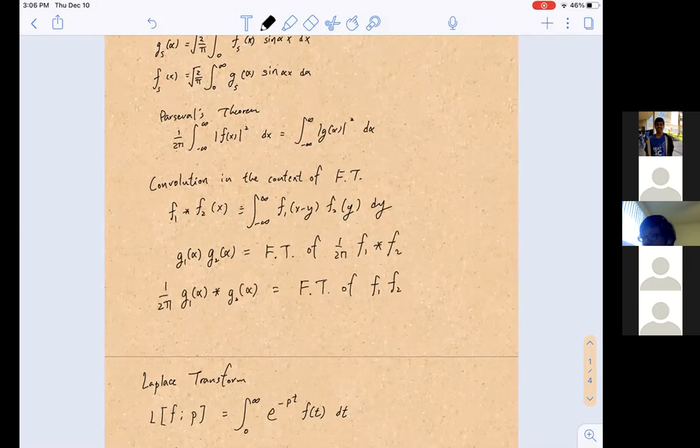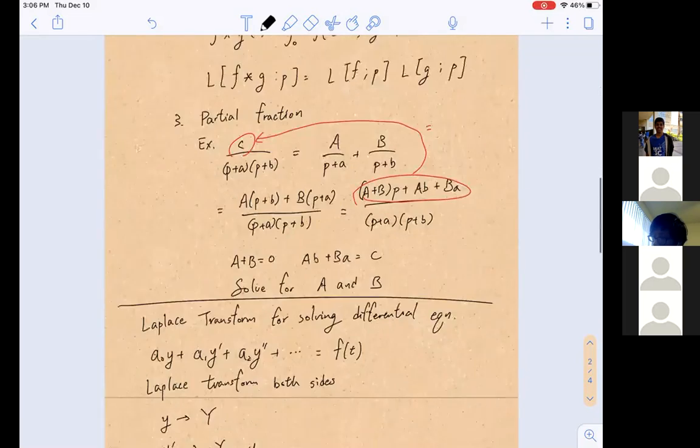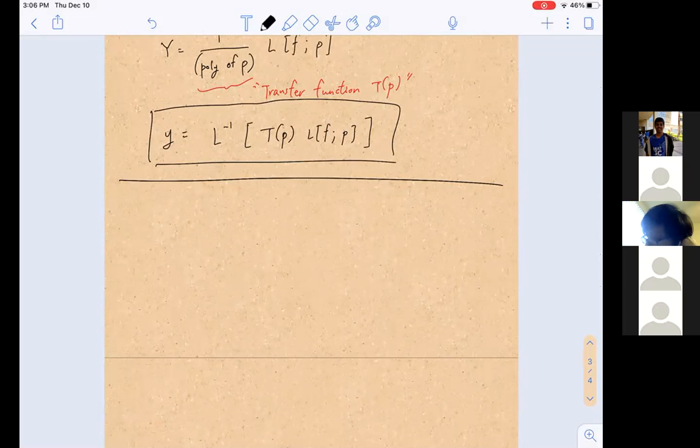Okay, since we talked about convolution, it's also nice to write it down. So that's all about Laplace for now, and then we introduce this new concept, the Dirac delta function.